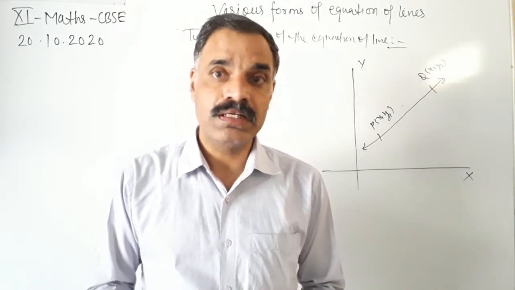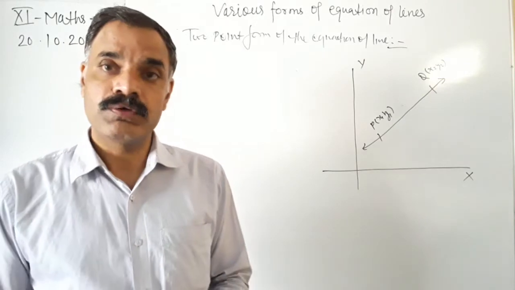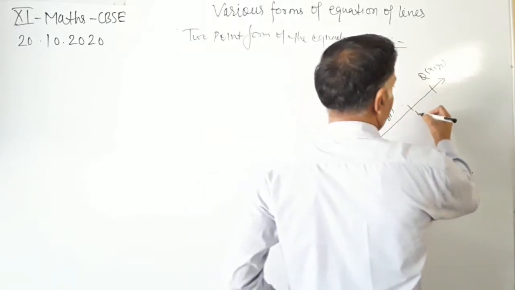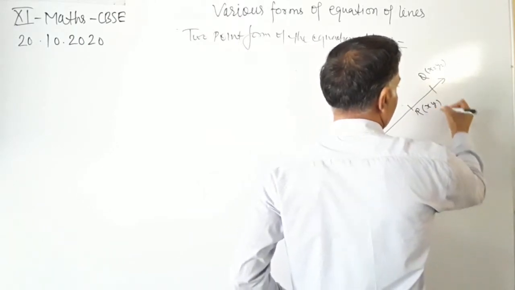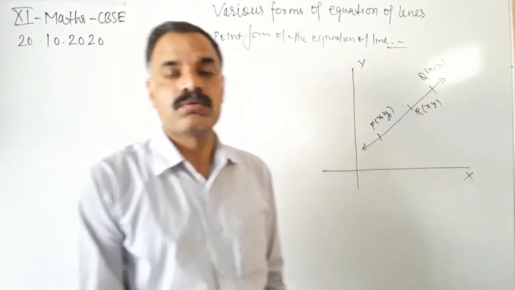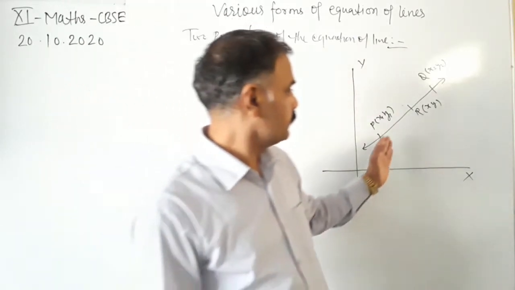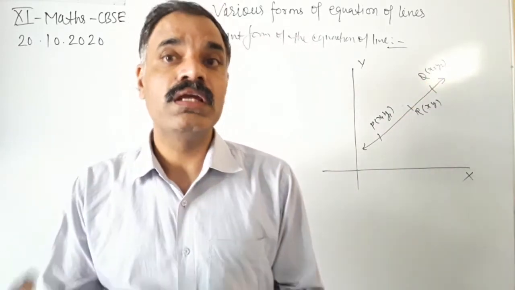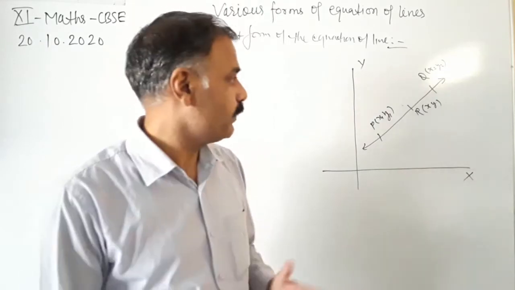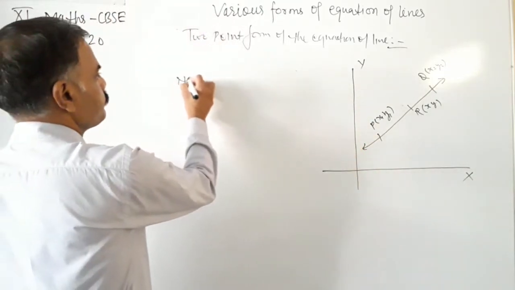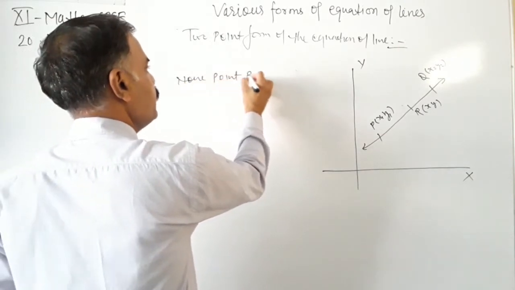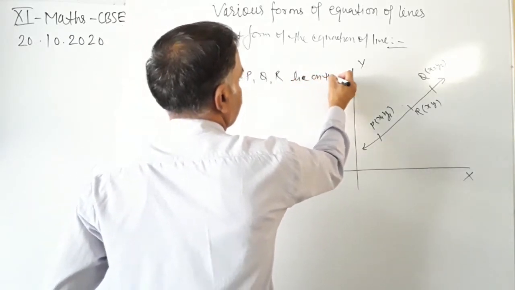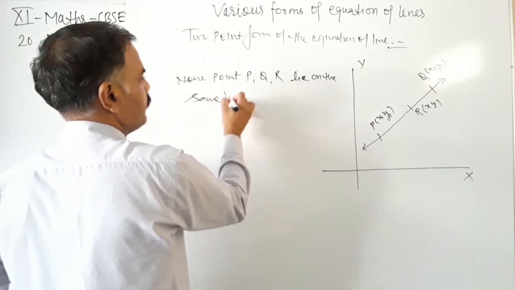First of all, we will consider a third point on the line, that is a general point on the line. R is the general point on the line, and its coordinates are (x, y). Now these points P, Q, R lie on the same line, so they are collinear points.